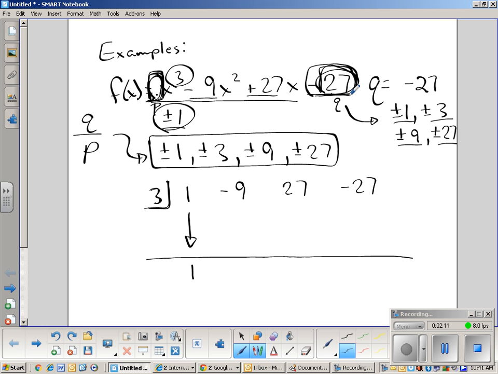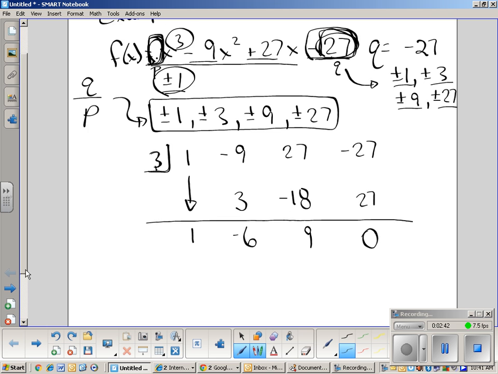Now, join in with me again, the rest of you. Remember how we do synthetic division. 3 times 1 is 3. Then we add. Negative 9 and 3 is negative 6. Then we multiply 3 times negative 6, get negative 18. And then we add. Positive 9. 3 times 9 is 27. We add, we get 0.